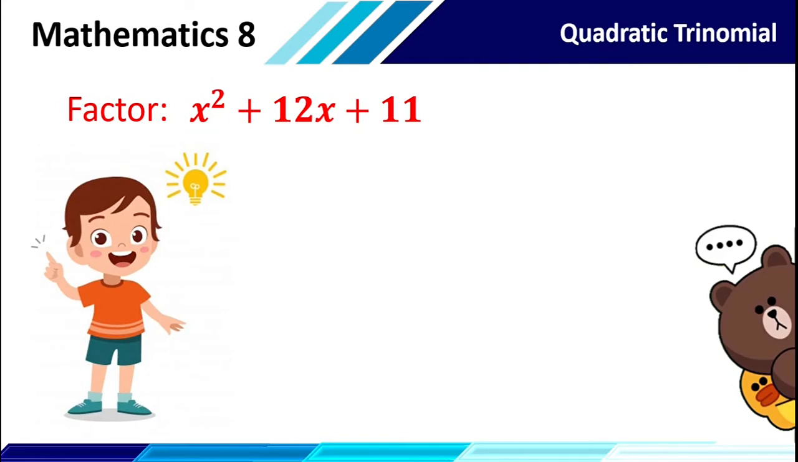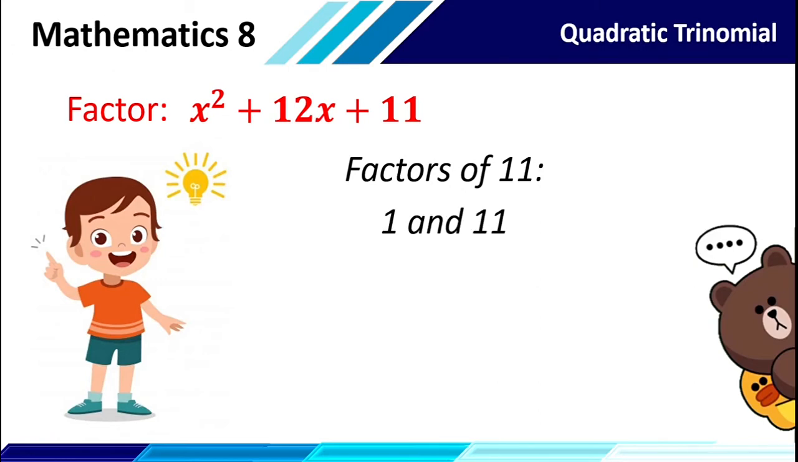Last example is all about quadratic trinomial. Let's factor x squared plus 12x plus 11. We know that a is equal to 1, therefore, let's find the factors of 11. Because our constant term is positive, we will look for the factors of 11 with the same signs. The factors of 11 are 1 and 11, negative 1 and negative 11.